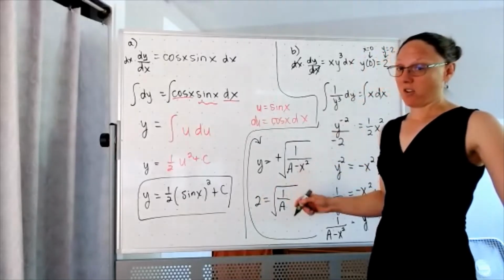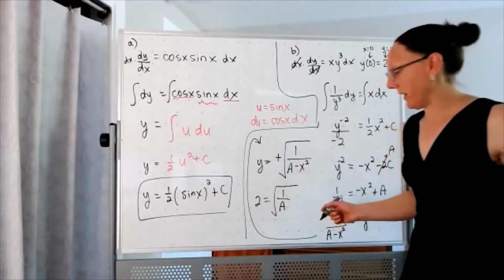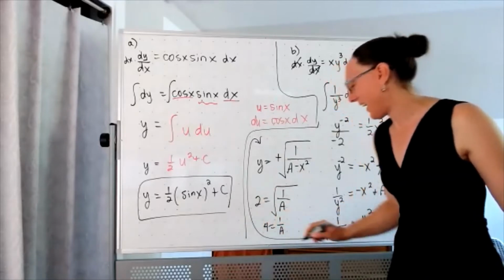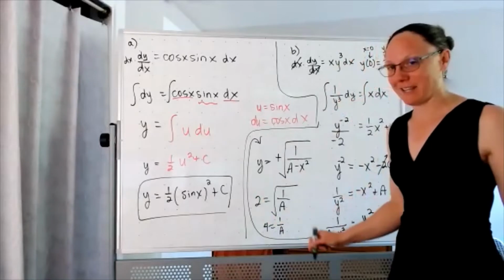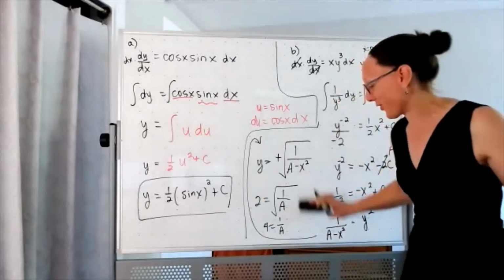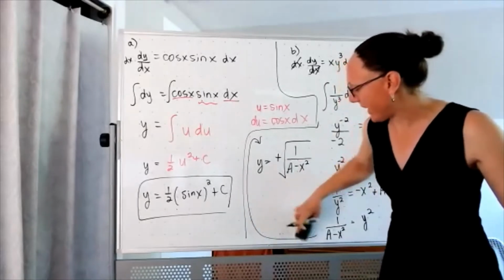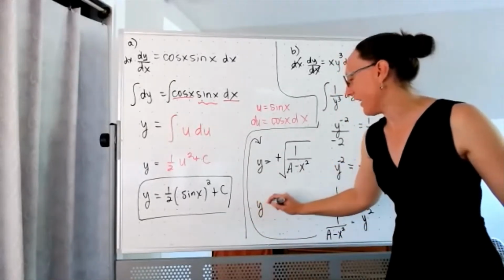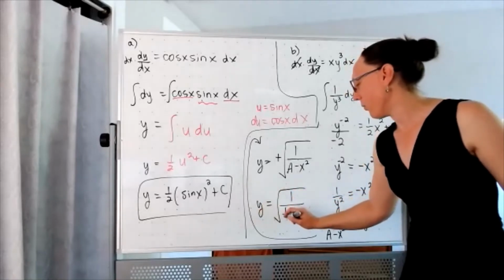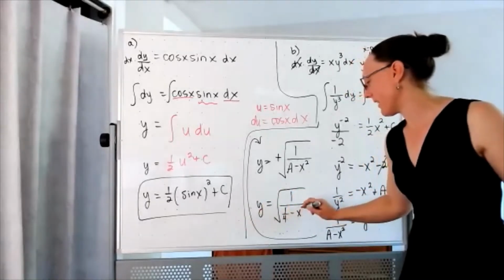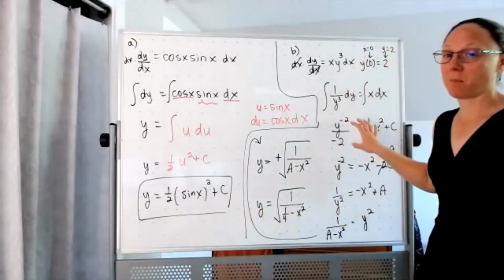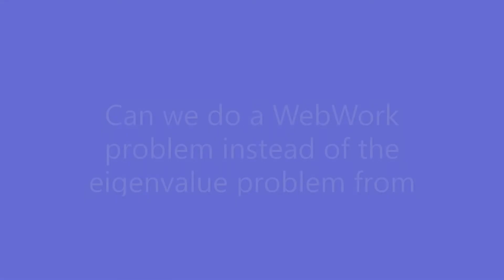I don't know why I waited this long because now I've got to square both sides, but we'll live. So if I square both sides, I've got 4 is equal to 1 over a, which must mean that a is equal to 1/4. And for my final answer, I'm going to take that a equals 1/4, put it back in, and I'll have y is equal to the square root of 1 over 1/4 minus x squared. Algebra was a little bit messy, but the calculus part, not too bad.